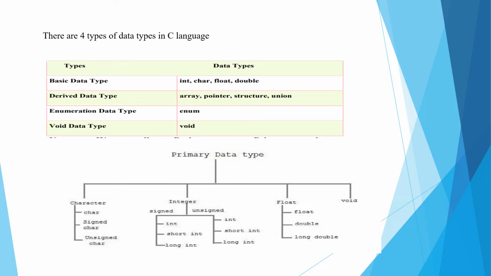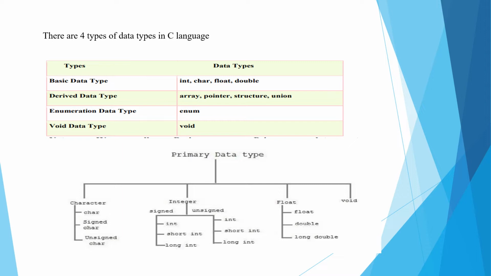The second category is derived data types, such as arrays, pointers, structures, and unions. The next is enumeration data types. We can also call it a user-defined data type here. The enum is a keyword which is used for the enumeration data type. The fourth category is the void data type. Void is a keyword. Void is a non-specific data type. It does not return any value.